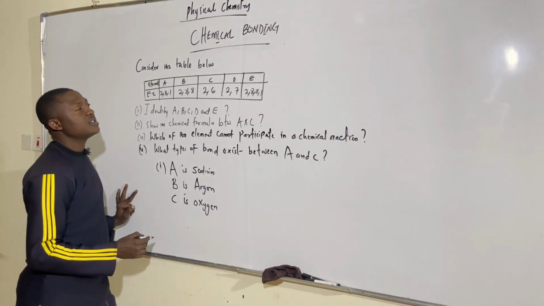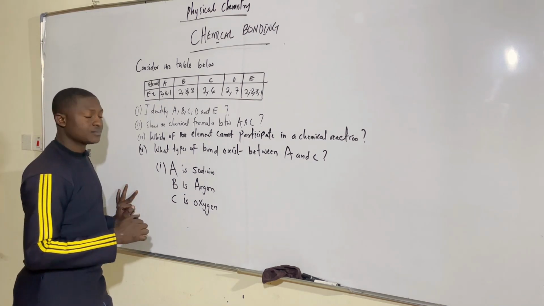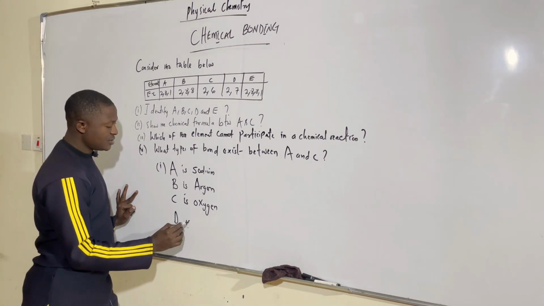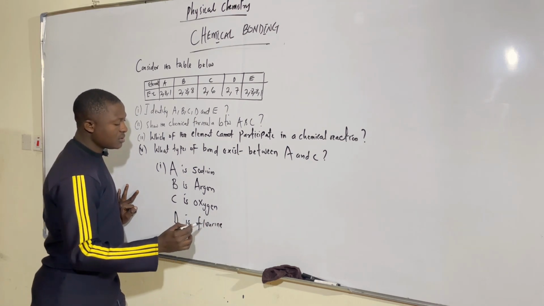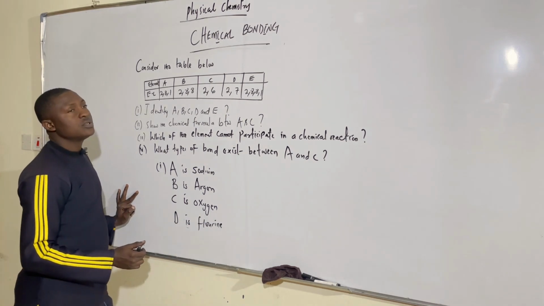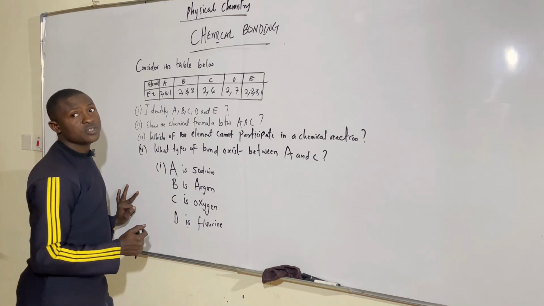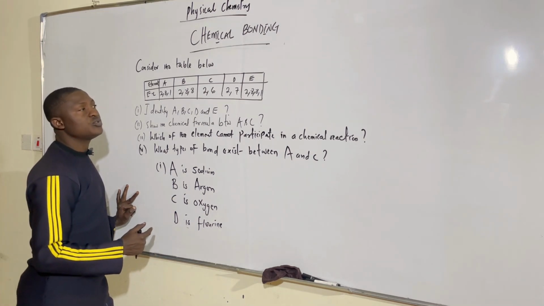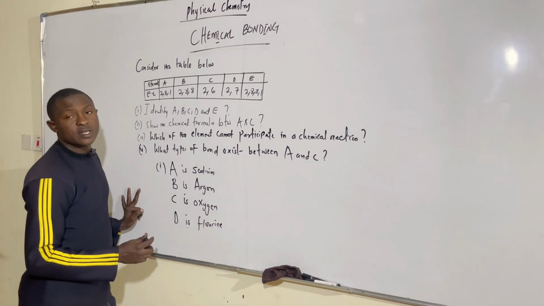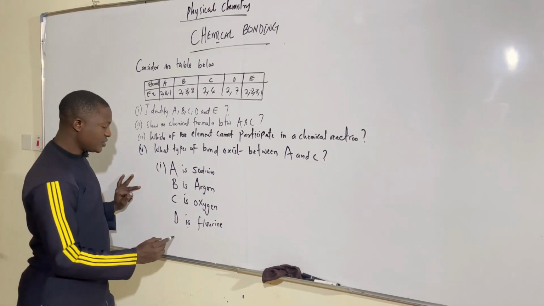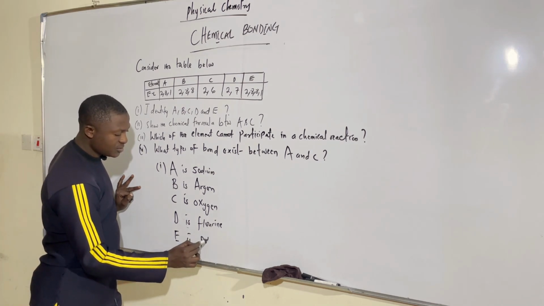What of D? 2 plus 7, that is 9. Which element do we have in number 9? That is fluorine, so D is fluorine. Then E, 2 plus 8 is 10, 10 plus 8 is 18, 18 plus 1 is 19. Which element is number 19? That's potassium, so E is potassium.